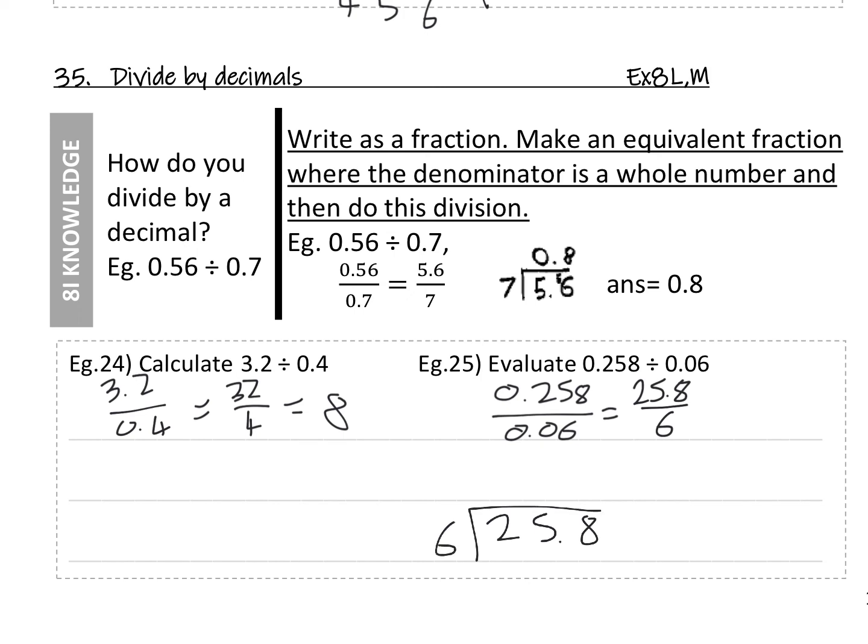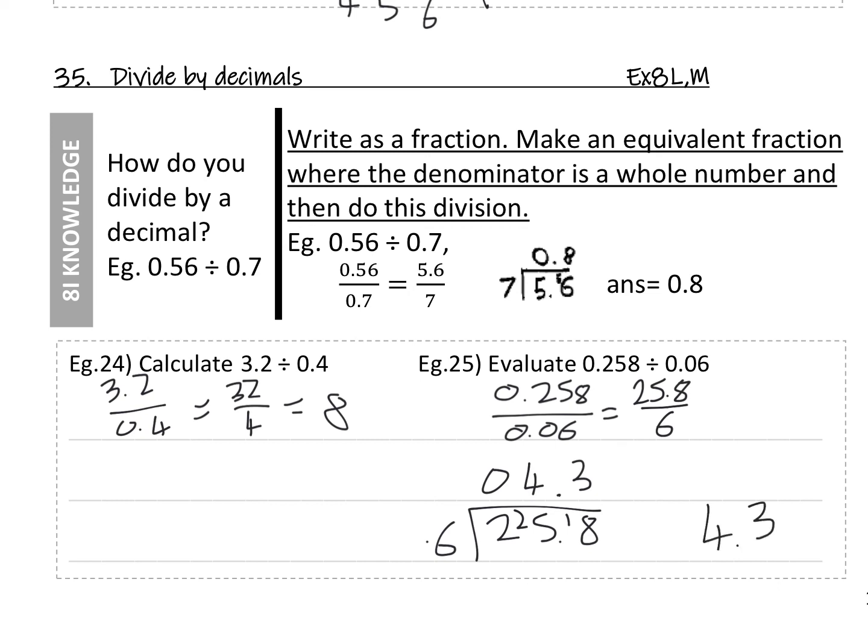number. 2 divided by 6 is 0, carry over the 2. 6 times 4 is 24, carry the 1. And then 6 times 3 is 18. And it's not 0 point anything. That 0 was nothing, it's just 4.3. So your answer is 4.3.